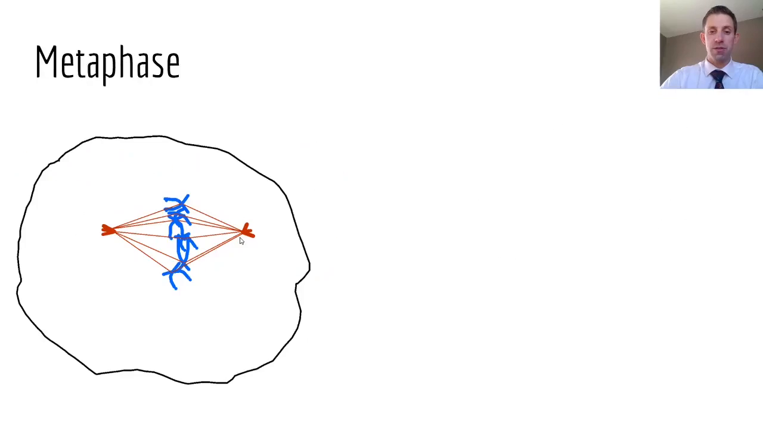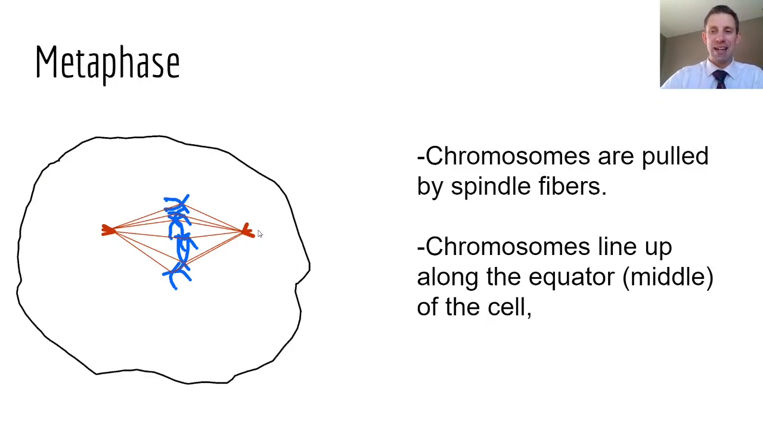The next phase is called metaphase, and really metaphase is an alignment phase, and all of the chromosomes here are going to be lined up down the middle, or the equator, of the cell. I always remember this as metaphase, middle. They both start with M. So what's happening here is all of the DNA is stacked up and lined up right down the middle.